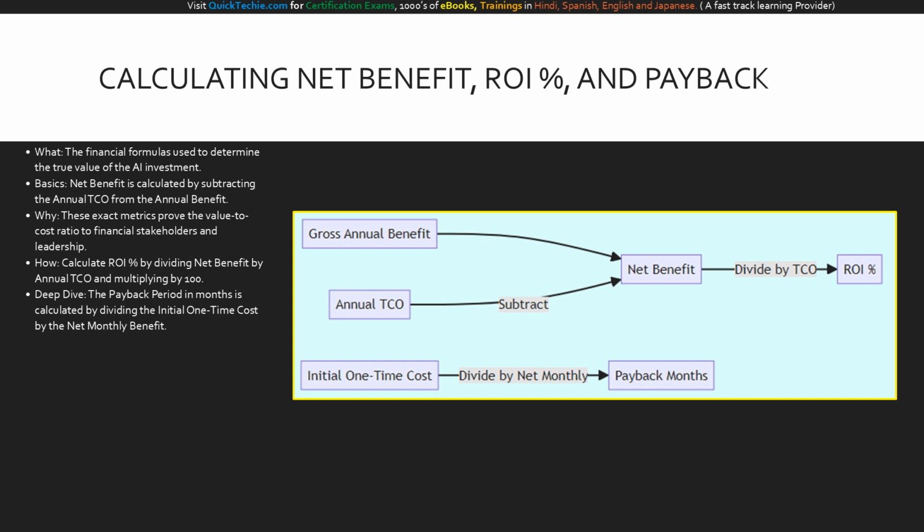On the bottom track, we have a separate calculation for time to value. We take the initial one-time cost, the money spent before the agent ever goes live, and divide it by the net monthly benefit to calculate the payback months. By displaying the math in this flowchart, stakeholders can easily perceive how their upfront capital investment and ongoing operational budgets relate directly to the projected timeline for profitability.